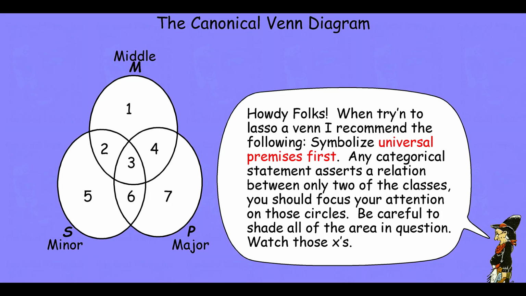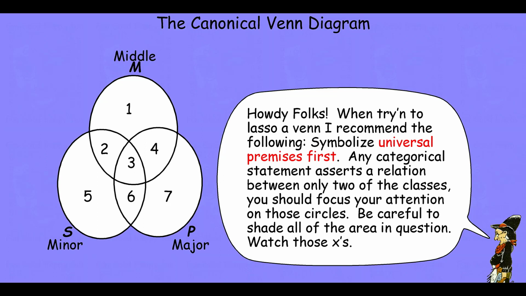Now, when we symbolize arguments using these Venn diagrams, especially when we're symbolizing premises, we want to use the universal premises first. So we'll always symbolize universal premises first, and we'll always focus on the 2 classes that a particular premise is relating, and not pay attention to the other classes, particularly when we're symbolizing universal premises. We'll shade in the area that we would normally shade if we were just doing a direct inference. So all of the area that we would normally shade when we do a universal statement relating 2 classes together will get shaded in these new Venn diagrams.